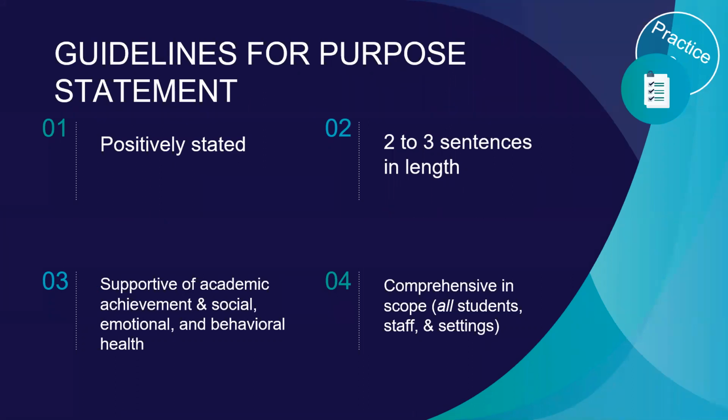You want to think about how your work is going to be supportive of the academic achievement, social emotional needs, and the behavioral health of all students, not just the students on IEPs, not just students with language needs, and so forth. This is tier 1. How are we meeting the needs of all students?